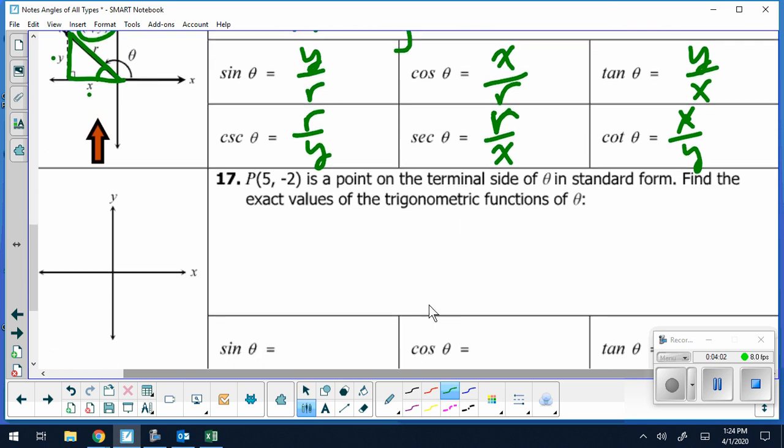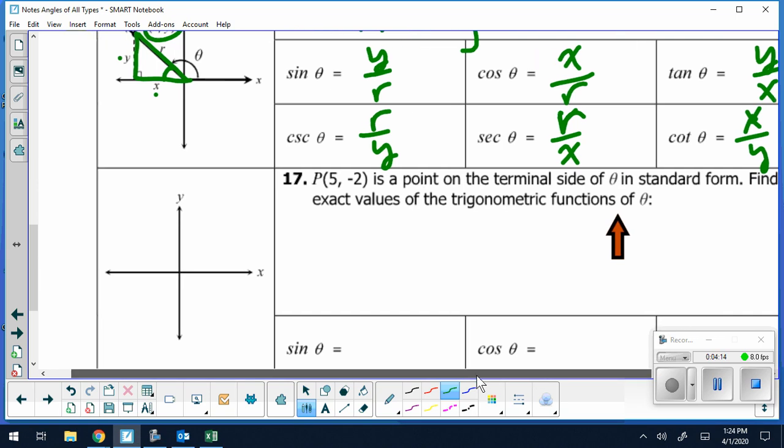Let's look at this with some numbers. It says the point (5, -2) is a point on the terminal side of theta in standard form. Find the exact values of the trig functions of theta. So here we go. First thing we're going to do is plot the point. x is 5, y is -2. So that's the point (5, -2).